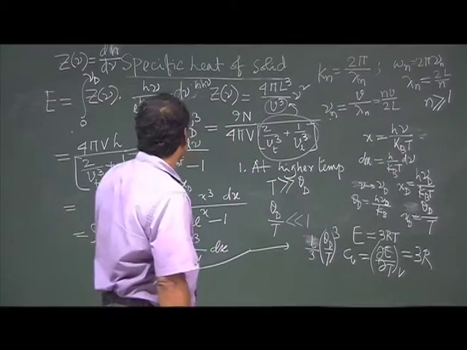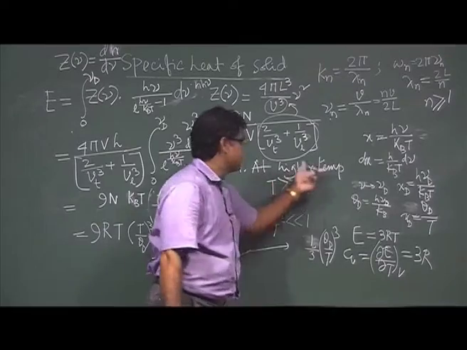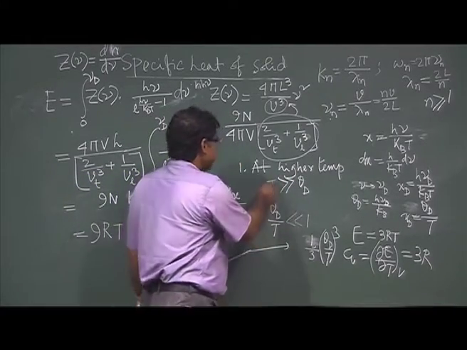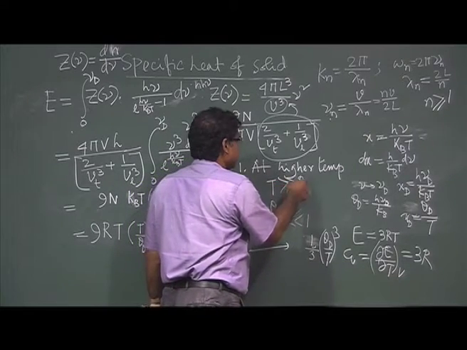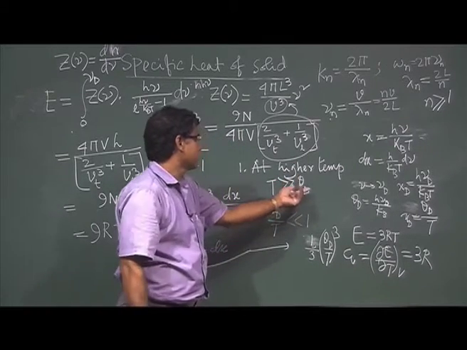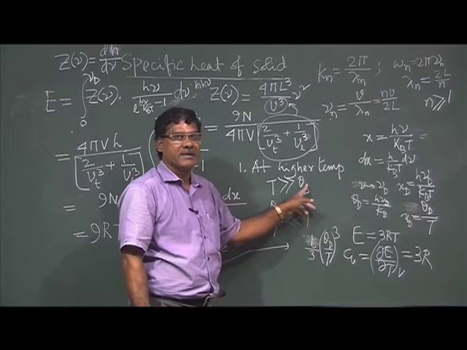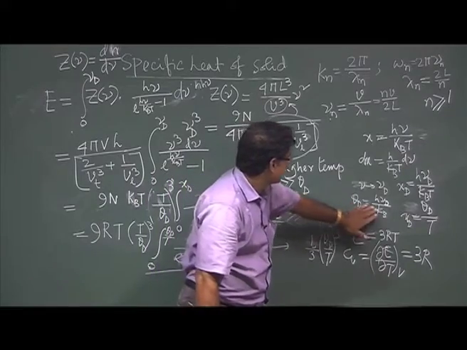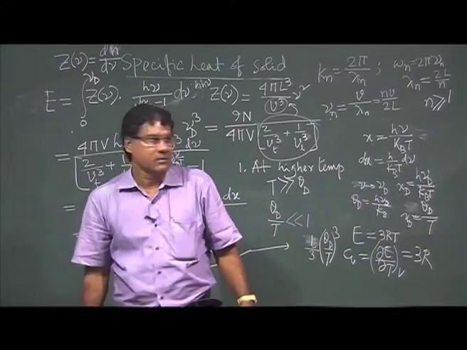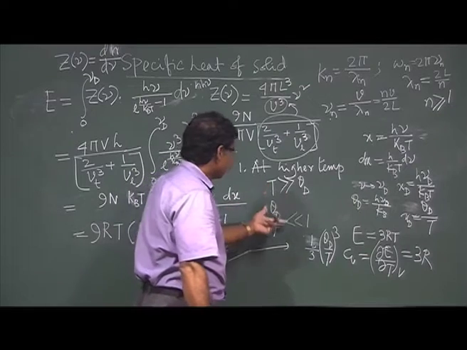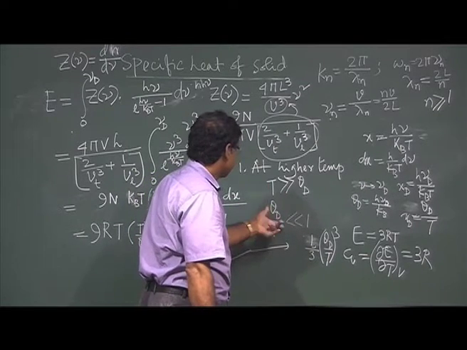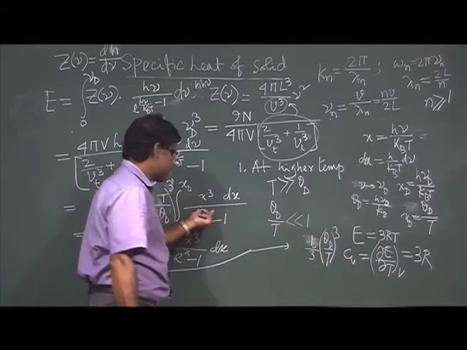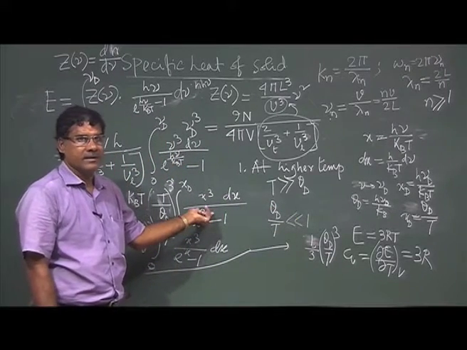So, we will continue our calculation. At higher temperatures, that means temperature is very high compared to the Debye temperature theta D. Theta D is defined. So, this theta D by T is very much less than 1. So, our x is very much less than 1.